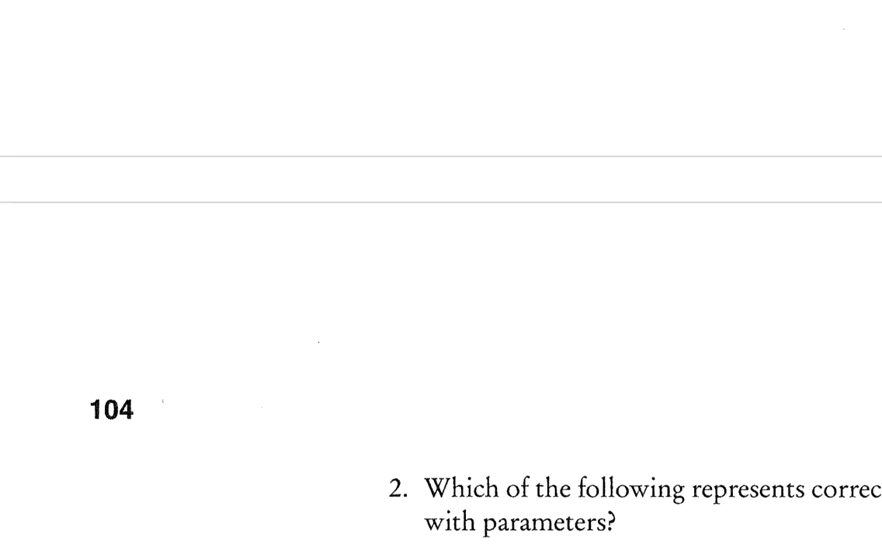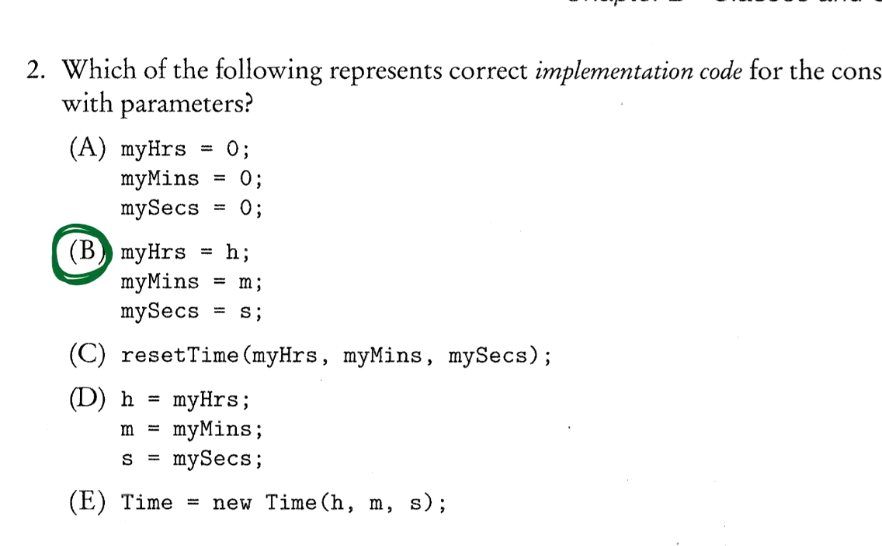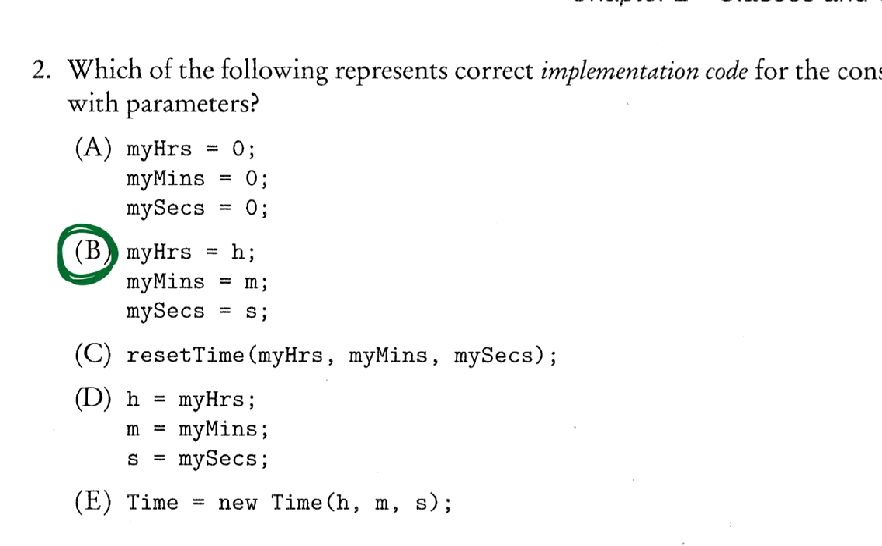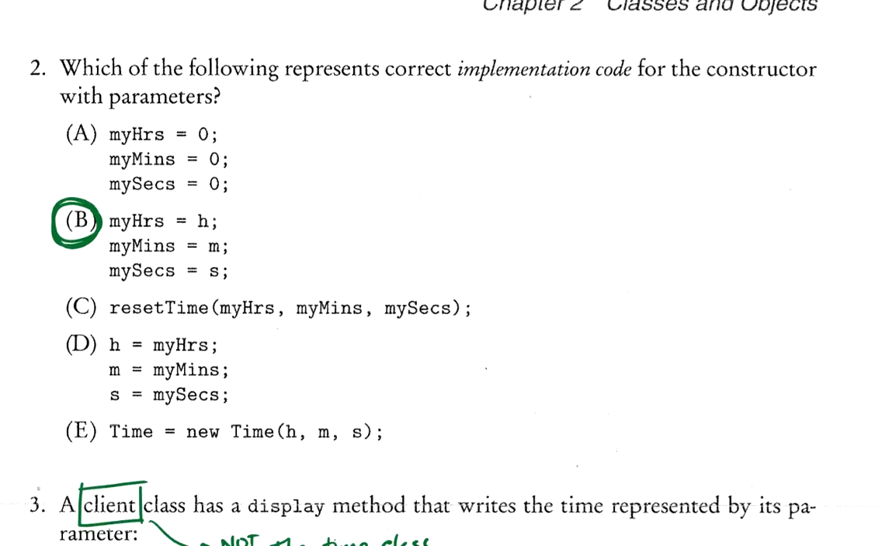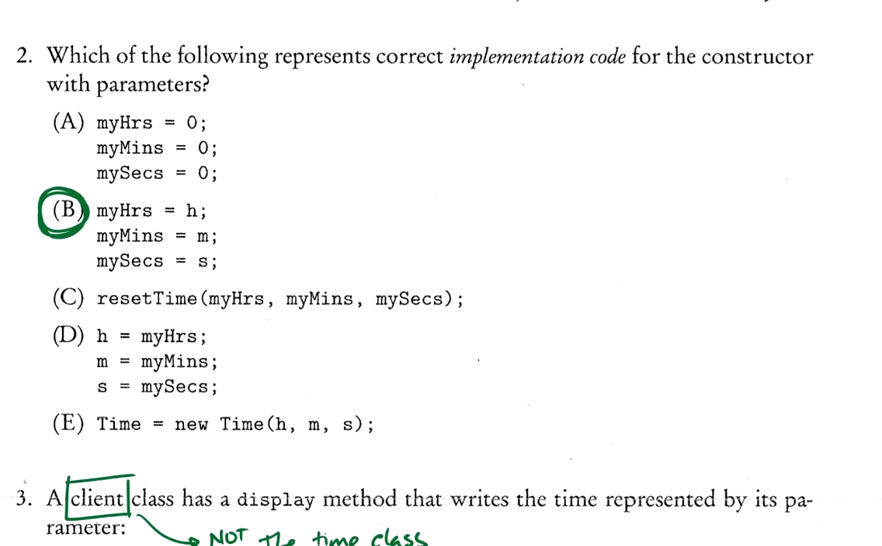It's right here. It says, which of the following represents the correct implementation for the constructor with parameters? So that's the one where they're giving it hours, minutes, and seconds. Well, the student was saying that their choices were between D and B. They ultimately went with D, which is wrong. And the question is, why does it matter? Why is B right and why does it matter?